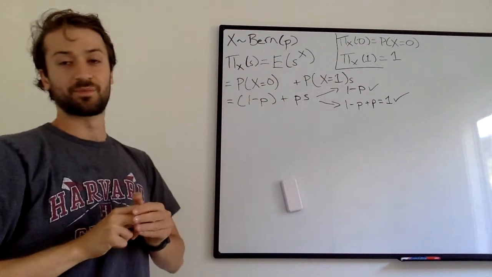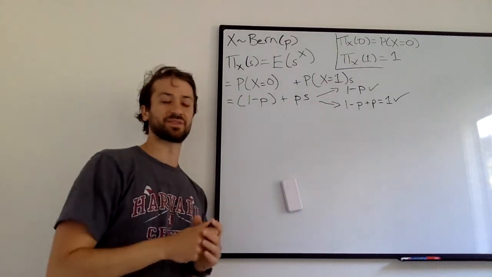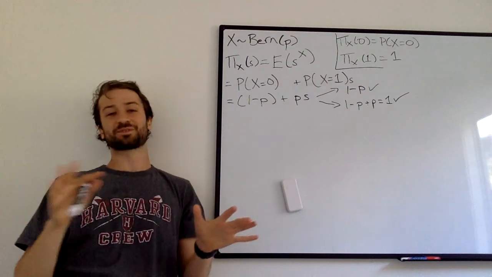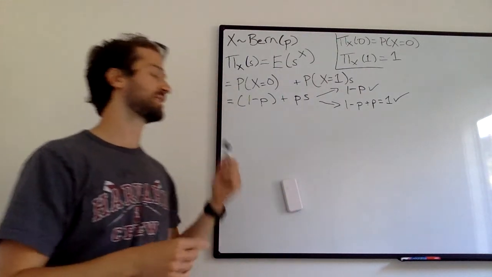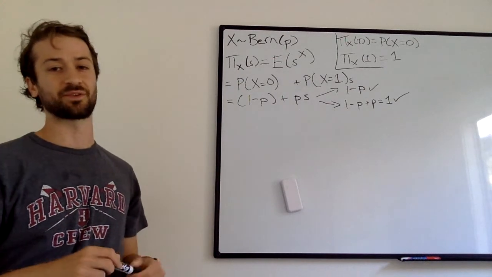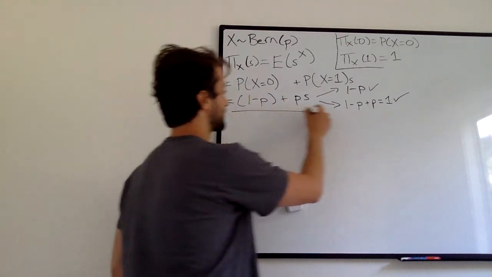So the properties check out, so it's good news. It's possible that the properties work and we got the wrong PGF, but in this case, we got the right PGF. We see that the properties hold. Awesome. That's a very simple example.